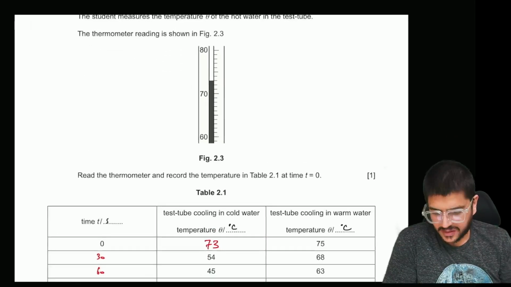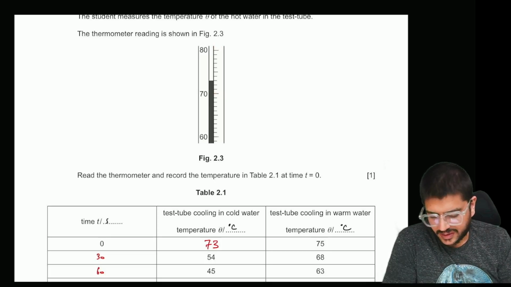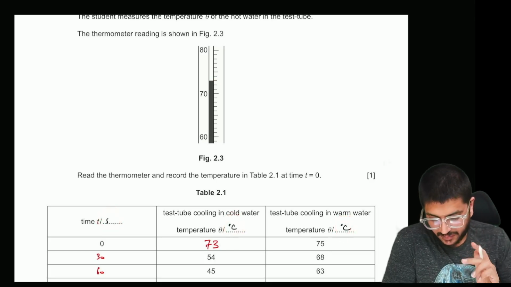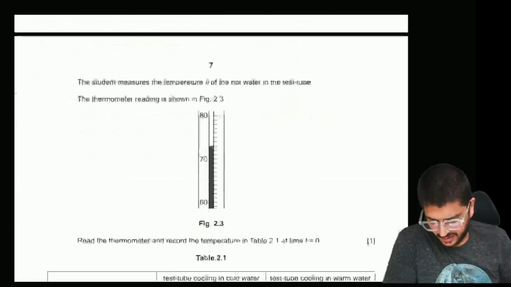You can clearly see this is 70. Again, don't mess up on the divisions. 70 and 80, 10 divisions. So this is going to be 73, 73 degrees Celsius, and seconds. Time was in seconds. They mentioned it over here, 30 seconds.